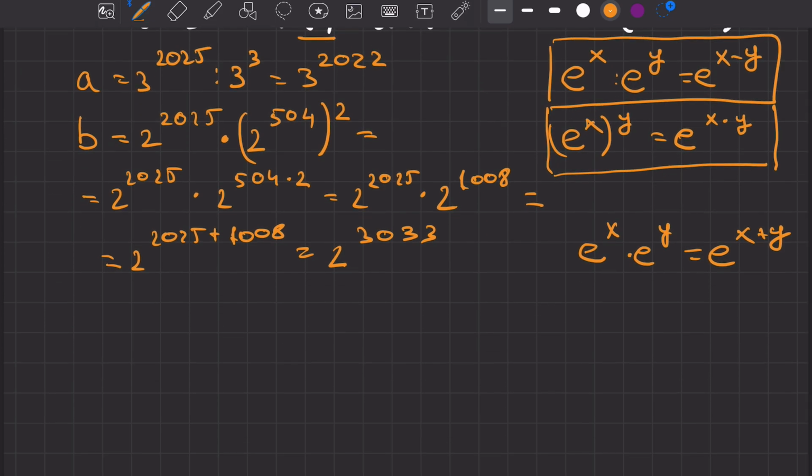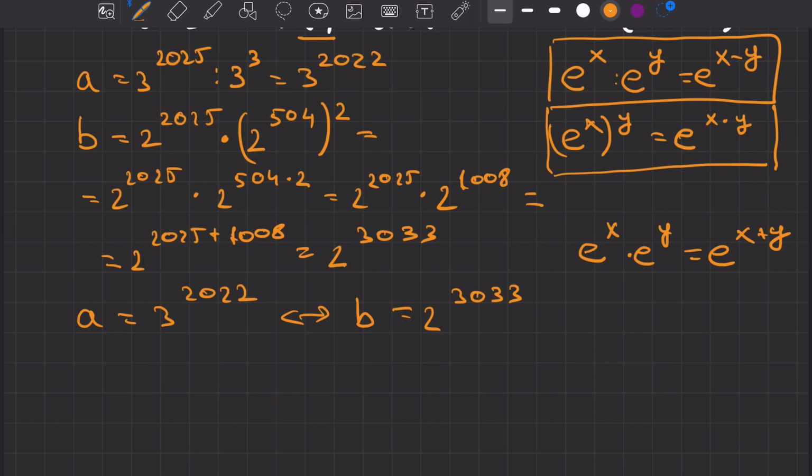So our numbers are a equal to 3 to the power of 2022, and we need to compare it with b, which is 2 to the power of 3033. We don't have equal bases, we don't have equal exponents, so we need to find a way to do this. If we look at 2022 and 3033, we would see that they are multiples of 1011. So that would give us an insight into the solution. So let's see what we can do here.